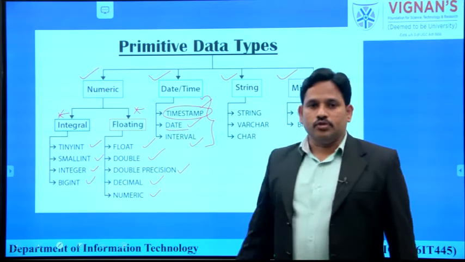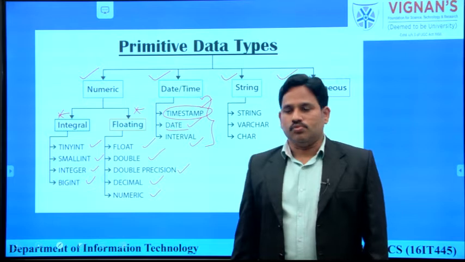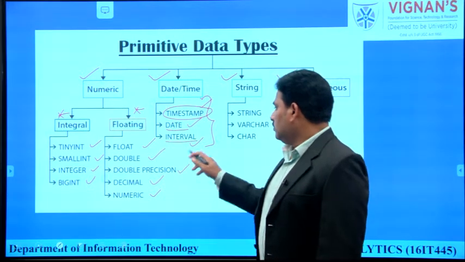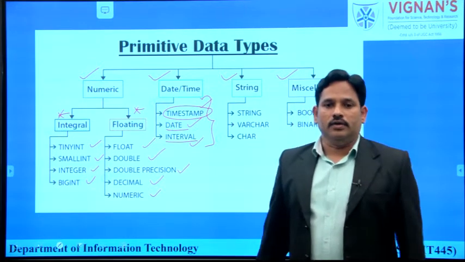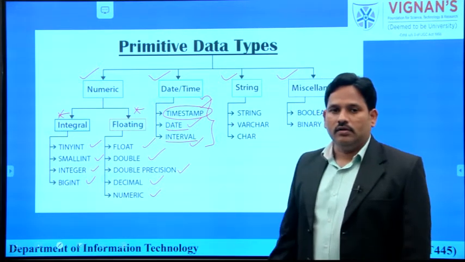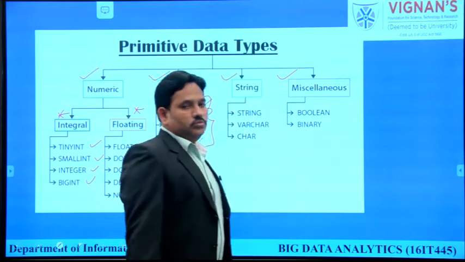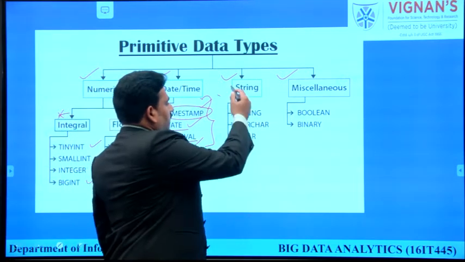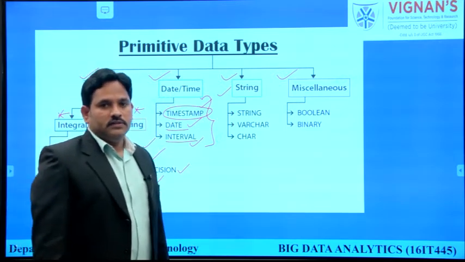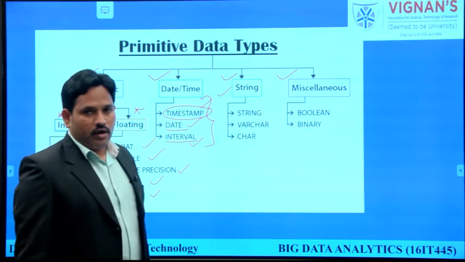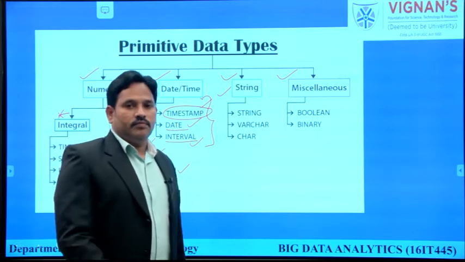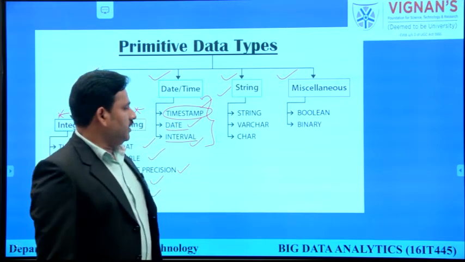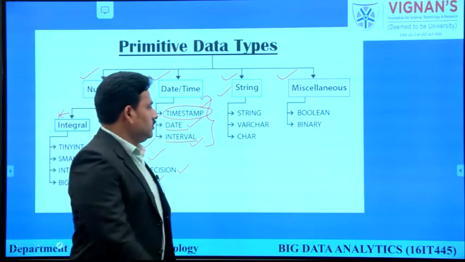To represent or store date related values or activities, we will use the date data type. To represent a period or range of values, we can use the interval data type. And when it comes to the third category, that is the string data type, if you want to store character related, string related values, like the name of an employee, name of the department, product name, country name, we will use the string data type.